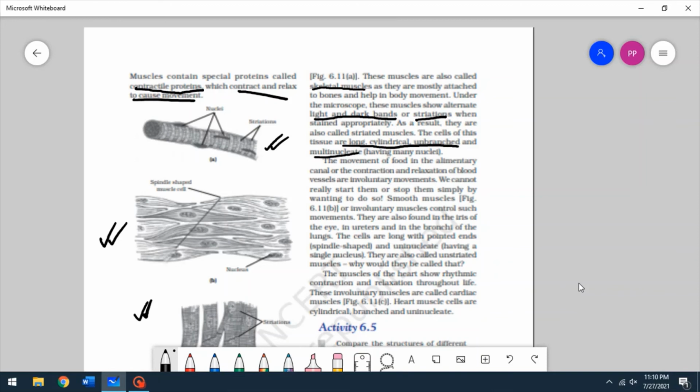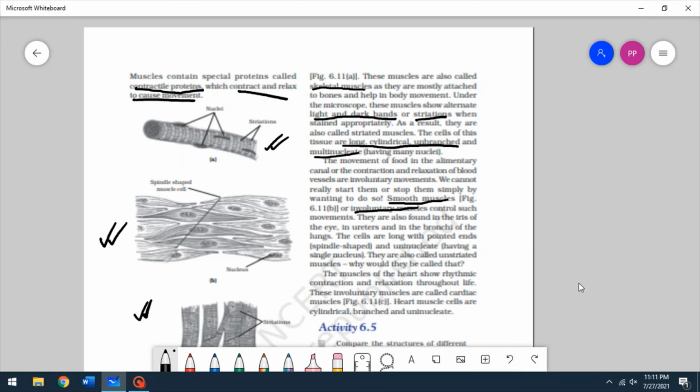They have many nuclei. So the movement of food in the alimentary canal or the contraction and relaxation of blood vessels are involuntary movements. We cannot start or stop them simply by wanting to do so. Such involuntary functions are taken care of by smooth muscles, which are the involuntary muscles.